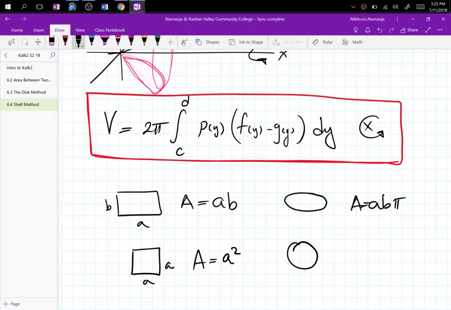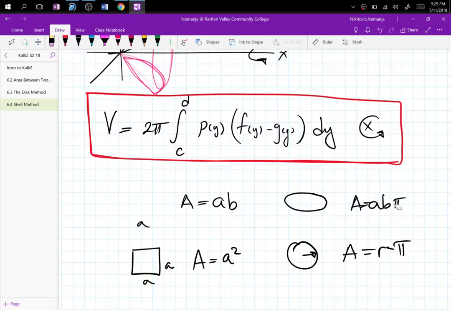If you have a circle with a radius R, it's R squared, and there's your rounding constant, pi. So the same thing up there. You know it's round because there's pi in the formula. You still have the rotation.